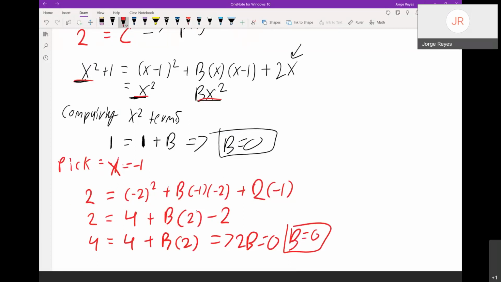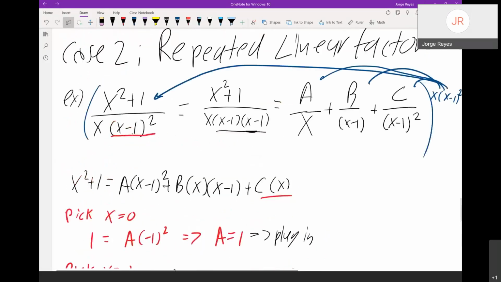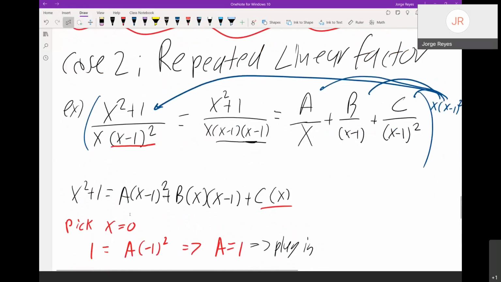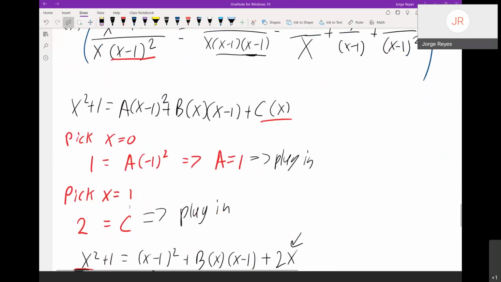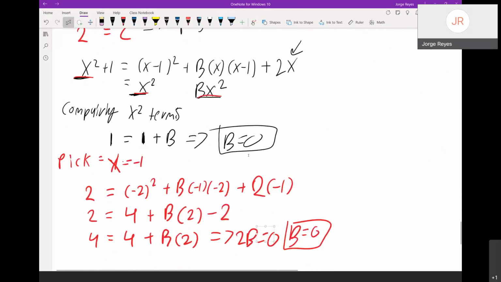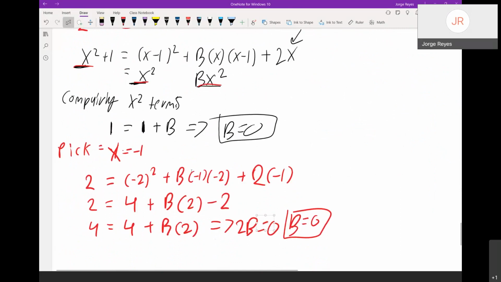Okay. So with the repeated linear factor case, basically you can't just plug in special x's and get all of the answers. Eventually you're going to need to solve something, okay, to find the last one. Okay. All right.